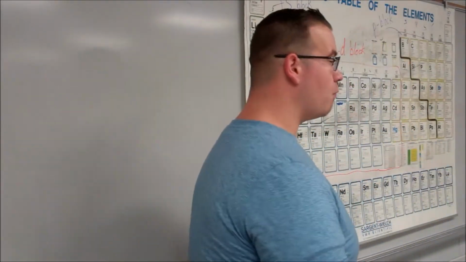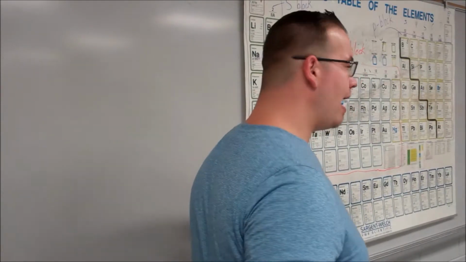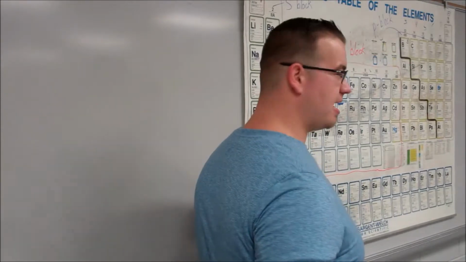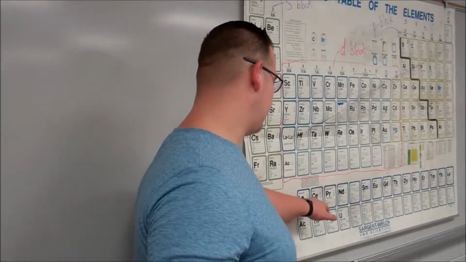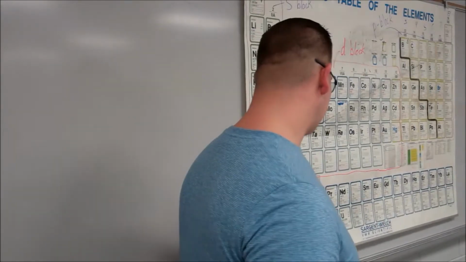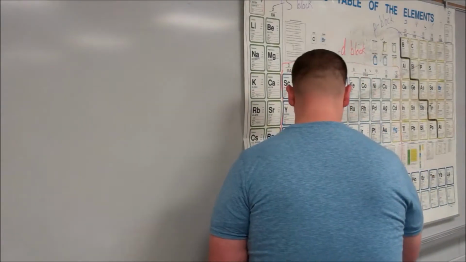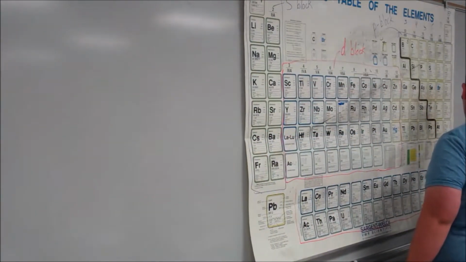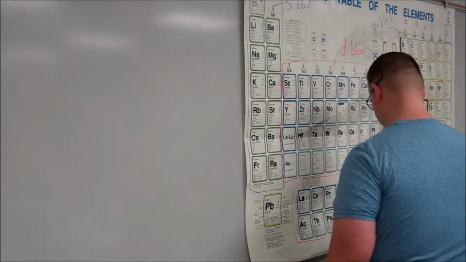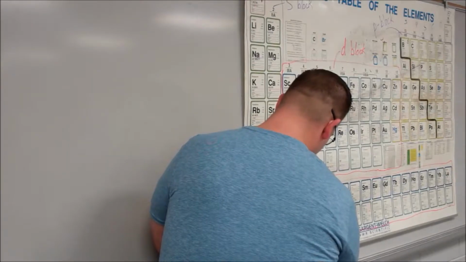All right. Have you ever wondered what these are down here? Why are there two groups down here? Well, this top one is the lanthanide series, and below it is the actinide series. These guys at the very bottom are what we like to call the F block.